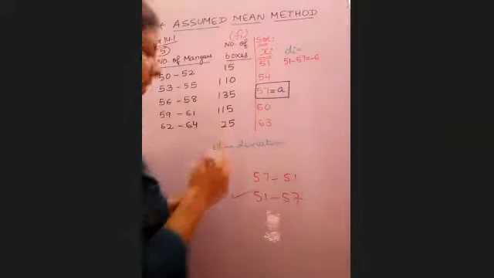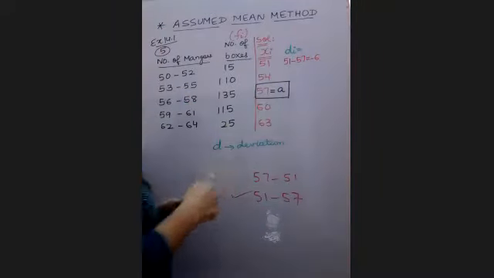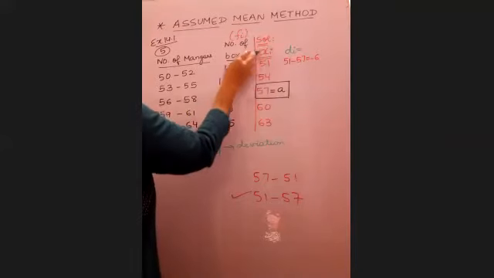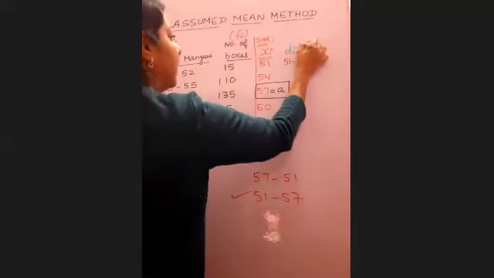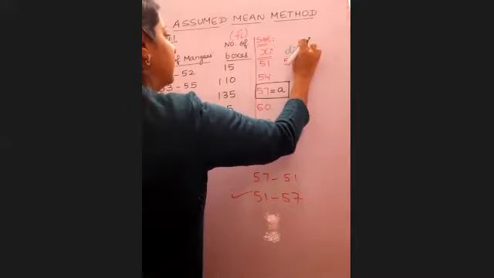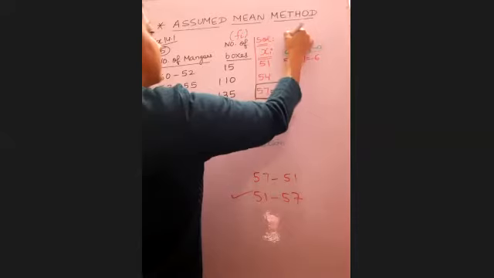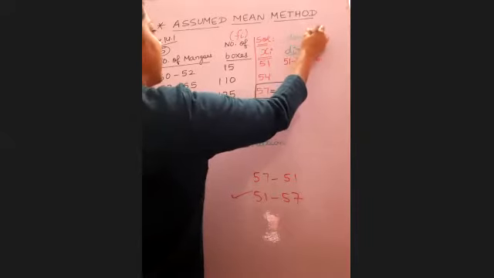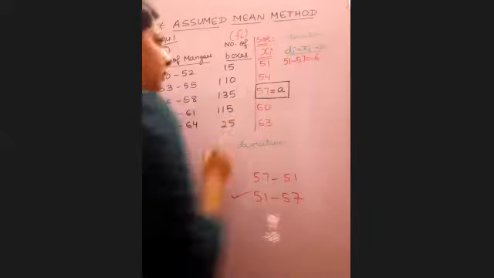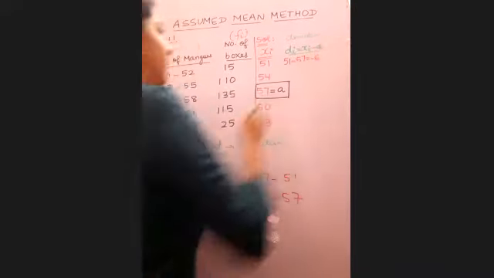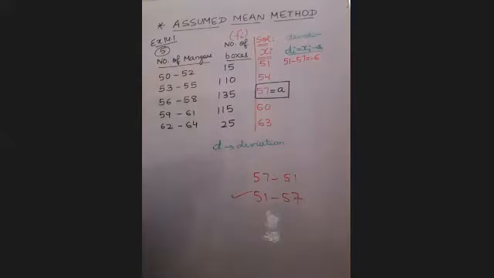So what is going to be the formula for deviation? 51 is what? What is this? xi minus a. What is xi? 57. xi minus a. Clear, beta? xi minus a. So this is my deviation.